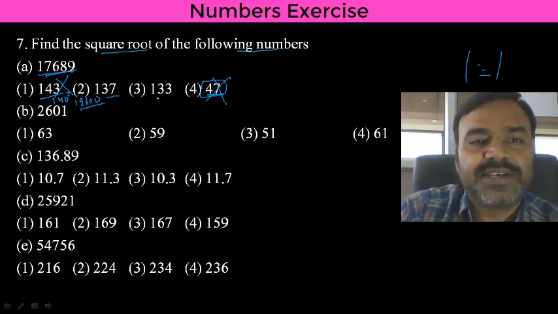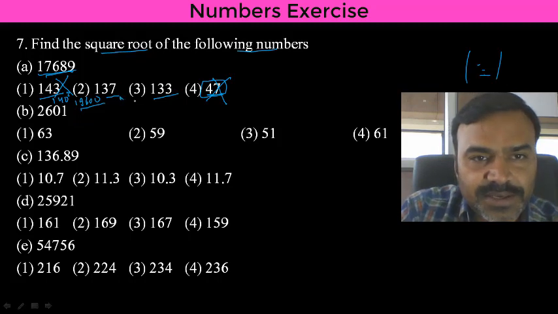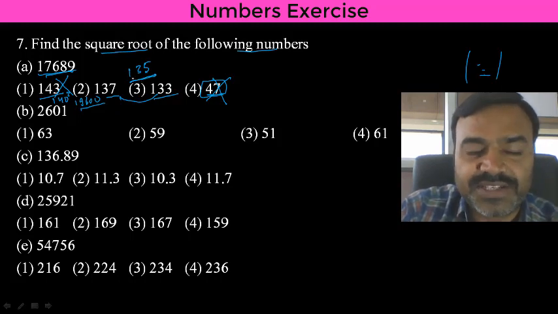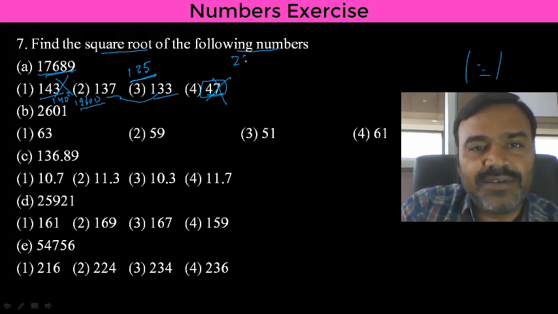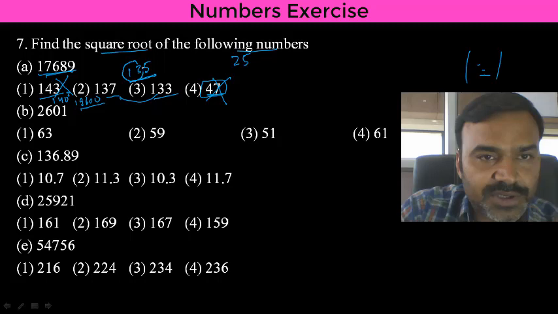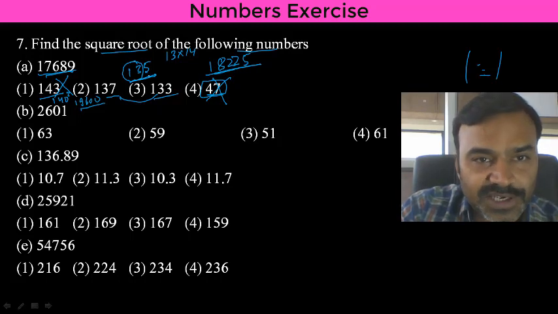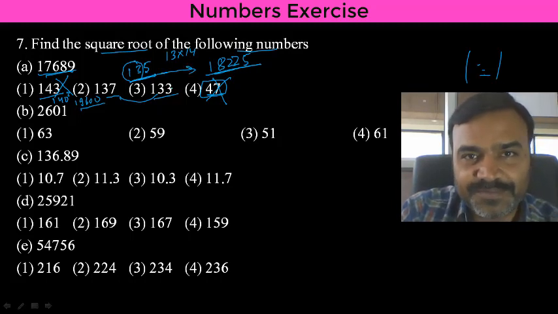So we are left with 137 and 133. There is a simple number in between them, that is 135. Now for numbers ending in 5, calculation of the square is very easy. How? In the end we will have 25, and in the first part we have 13 here. So multiply 13 by the next number, that is 14. 13 into 14 is 182. So we know that 135 square is 18225.